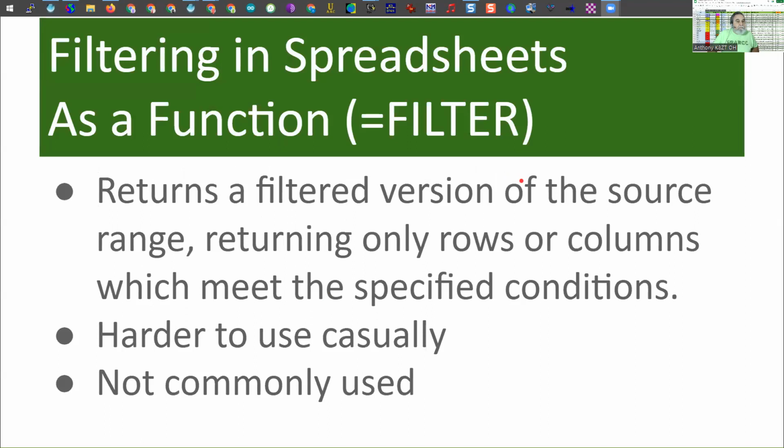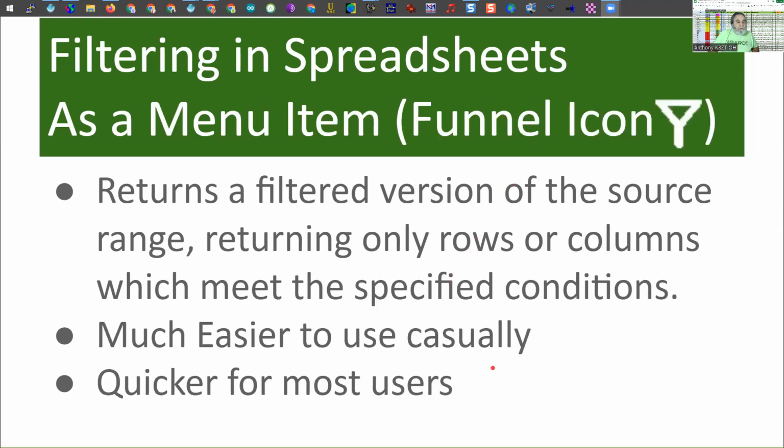We're going to be using the filtering function quite a bit. I'm going to be giving examples today using Google Sheets, but the same sort of things occur also with Excel and other spreadsheet programs. There is a function called filter, and it gives a filtered version of a source range, returning only rows or columns which meet the specified condition. It's much harder to use casually than the other tool we're going to use in a moment, so it's not commonly used. What we're going to use instead is the funnel icon.